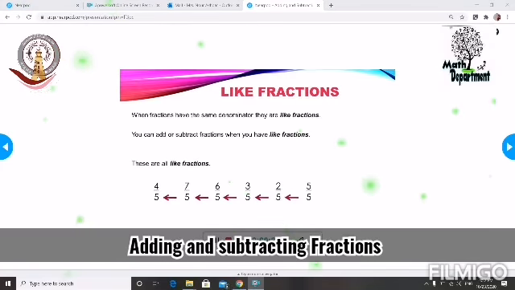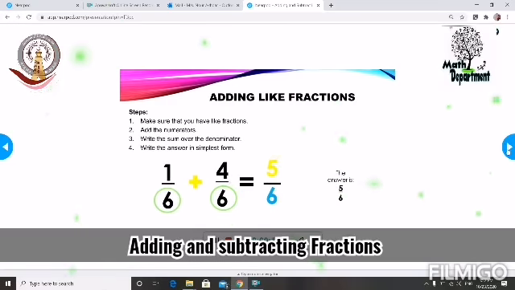Fractions can be like fractions or unlike fractions. Like fractions means that the fractions have the same denominator, like the examples we have here. When I'm adding or subtracting like fractions, I just keep the denominator as it is and I add or subtract the numerators. Like here, 1 over 6 plus 4 over 6, I kept the denominator 6 and I added 1 plus 4, it's 5. After I finish adding or subtracting the fraction, I have to check if it can be reduced or not. Here 5 over 6 is an irreducible fraction because 5 and 6 are two consecutive numbers.